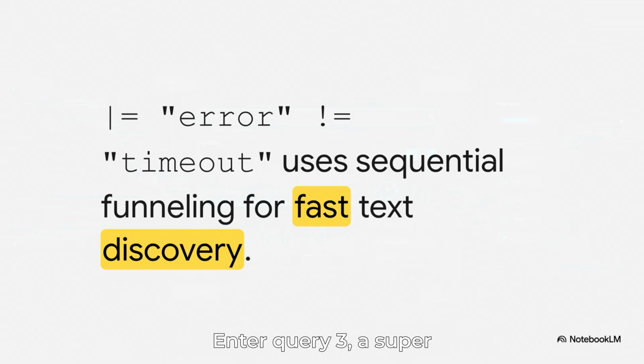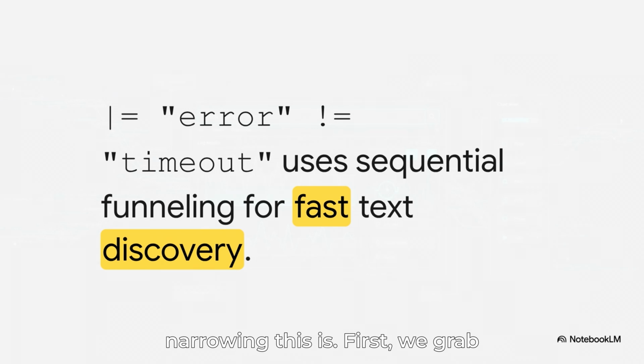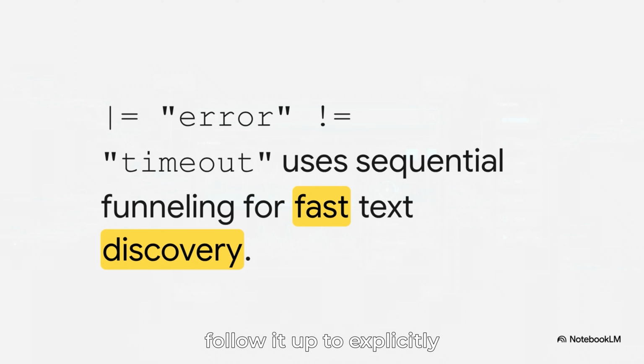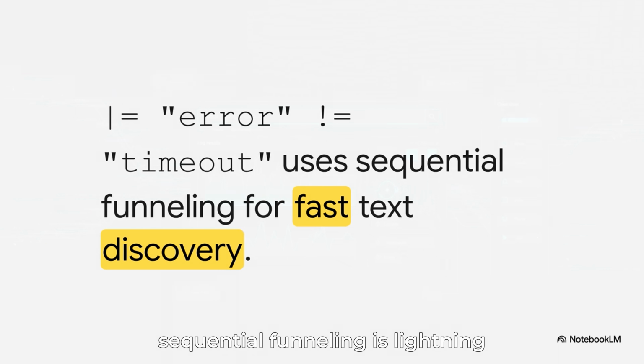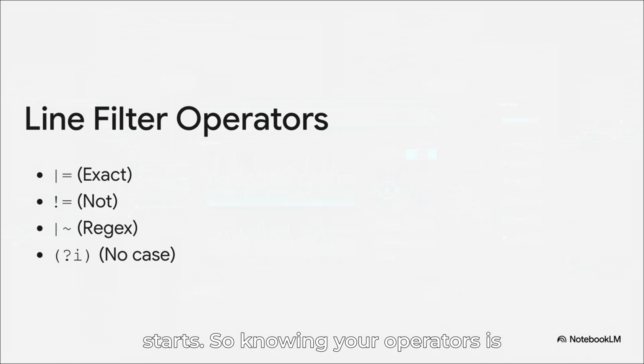Once you've got your stream, you've got to search the text, right? Enter query 3, a super high-performance text discovery line filter. Check out how sequentially narrowing this is. First, we grab the payment API container. Then we drop in a literal filter to find lines with the word error. But here's the trick. We instantly follow it up to explicitly exclude timeout errors. This sequential funneling is lightning fast because that literal contains filter uses highly optimized string searching algorithms way before any heavy lifting even starts.